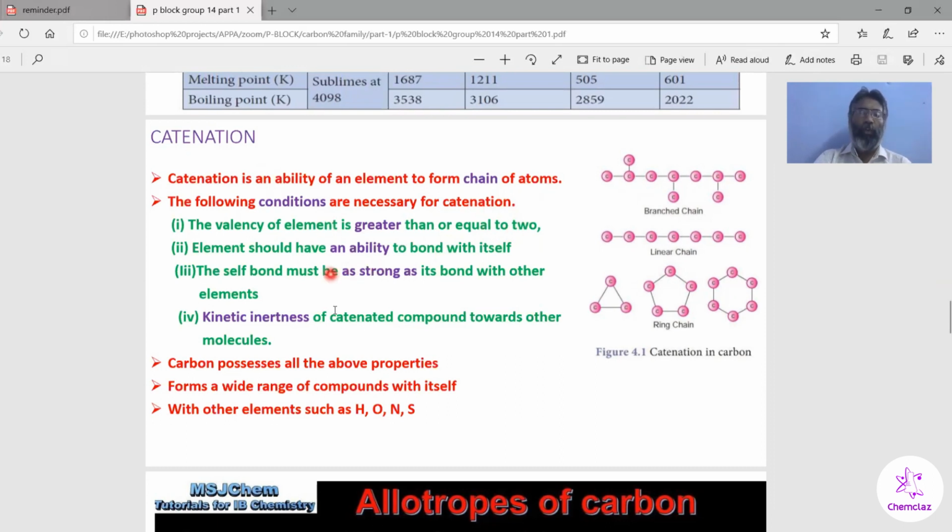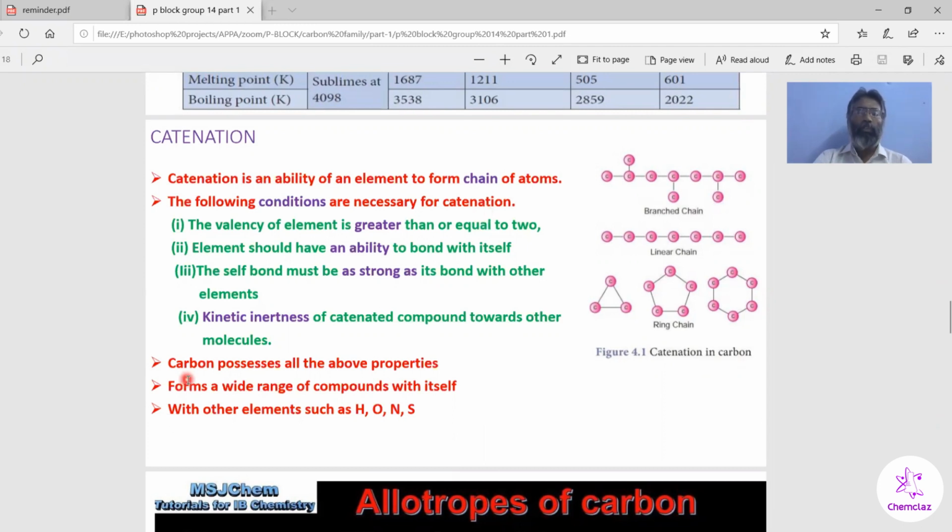You have to write these 4 points. First, the valency of the element is greater than or equal to 2. Second, the element should have the ability to bond with itself. Third, the self bond must be as strong as its bond with other elements. Fourth, the kinetic inertness of the catenated compound towards other molecules, that is, the thermal feasibility of the compound. So these are the conditions for the catenation property.